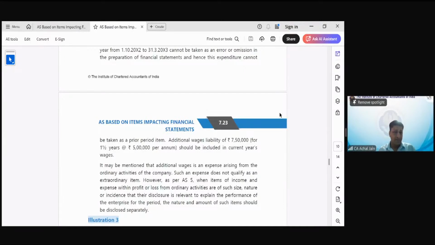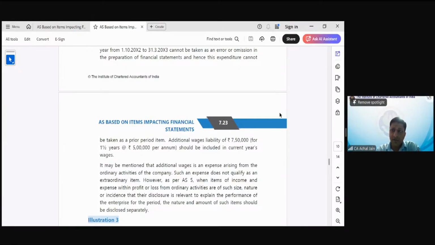Clear, Ishan? So, sir, we will go on the basis of our assumption whether it is extraordinary, exceptional or not. Yes, that's correct. Okay, sir. Thank you, sir. But please also understand that your assumption should be in line with the factual information which is available.